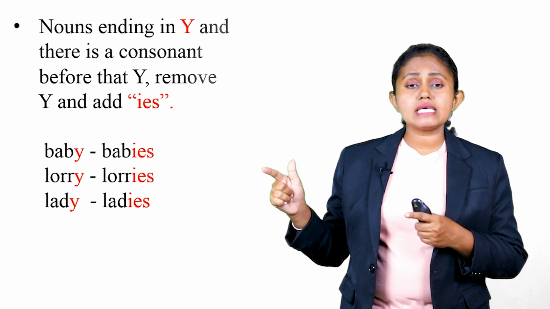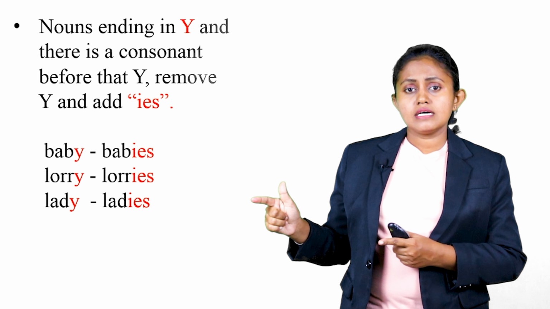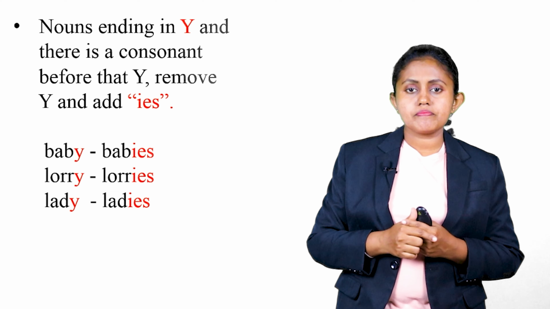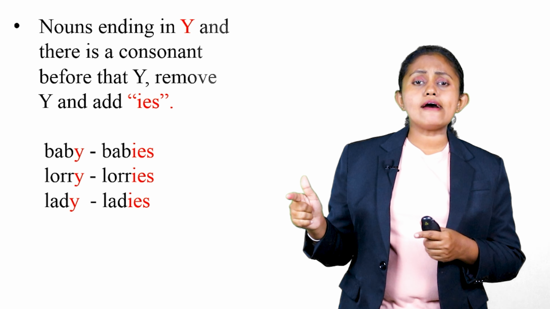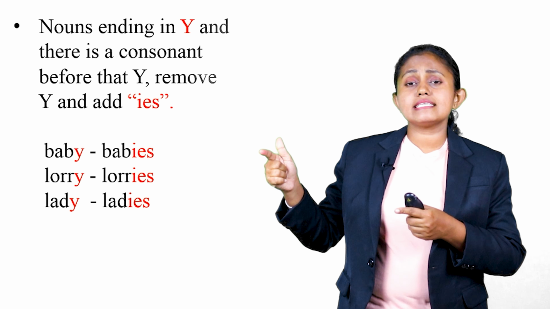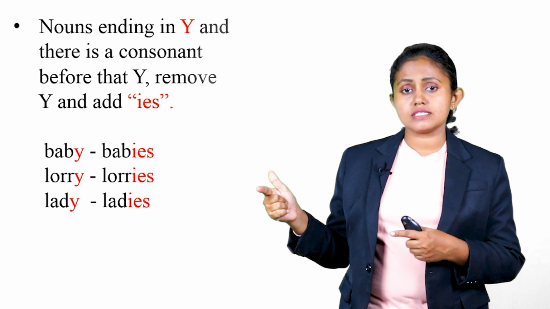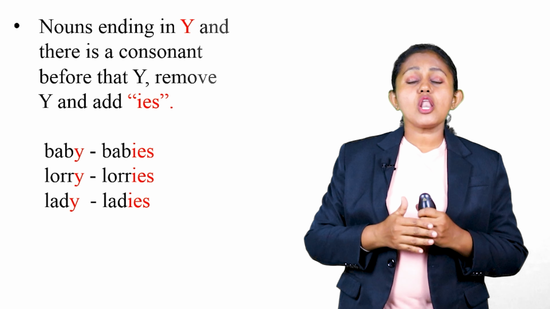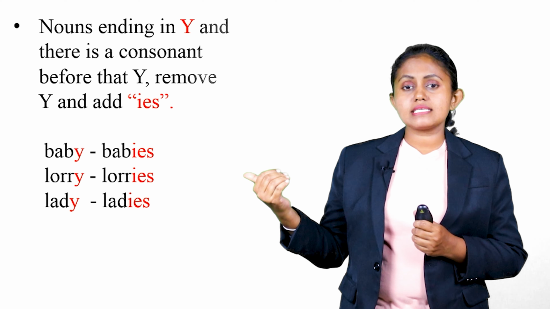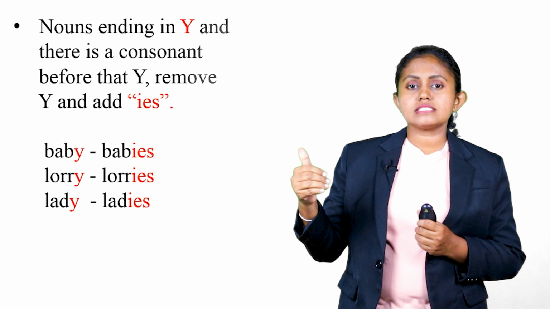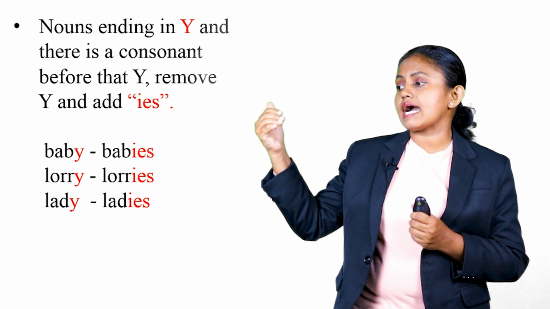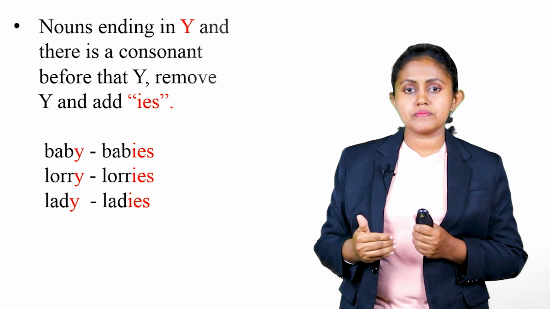The noun baby ends in letter Y, but there is a consonant before that Y. The consonant is B. So there you have to remove the letter Y and add IES at the end of that noun to make the plural. Next example is lorry. The noun lorry ends in the letter Y and there is a consonant R before that Y. So you can remove that Y and add IES to make the plural of that noun.